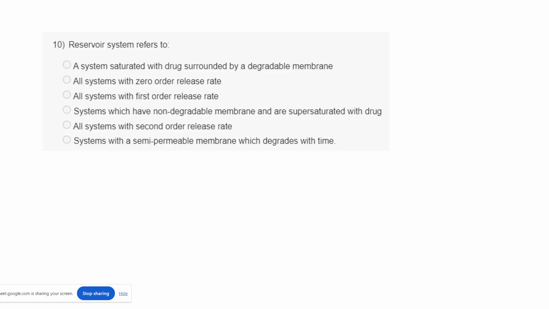Here is the next question. Reservoir system refers to, the options are: a system saturated with drug surrounded by degradable membrane; all systems with zero order release rate; all systems with first order release rate; systems which have non-degradable membrane and are supersaturated with drug; all systems with second order release rate; systems with a semi-permeable membrane which degrades with time.